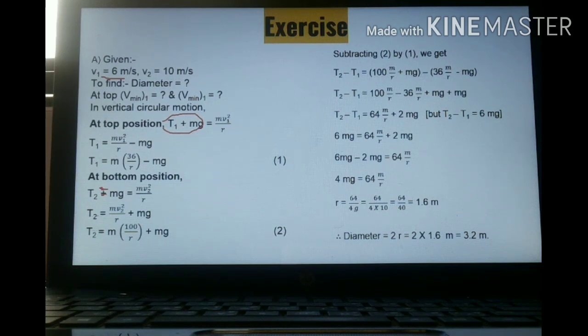T2 minus T1 we have to find out. Subtracting, we will be subtracting this equation by this equation. After subtracting these two equations, we will be getting T2 minus T1 is equal to 100 m upon r plus mg minus 36 m upon r minus mg. Over here the bracket I have still not opened. After opening this bracket, what will happen?